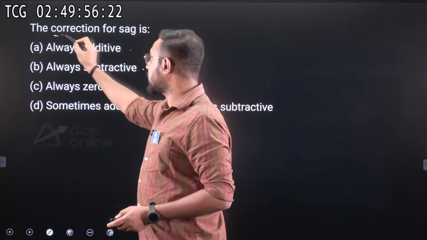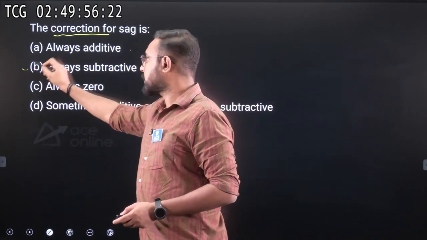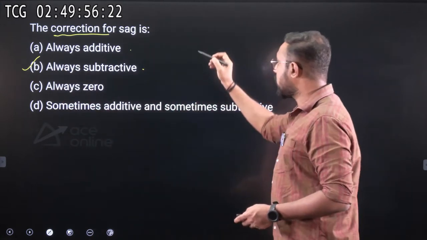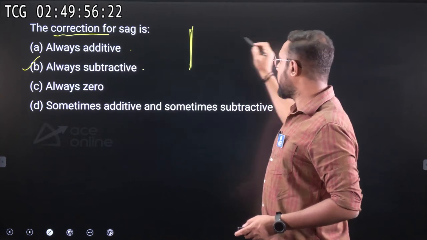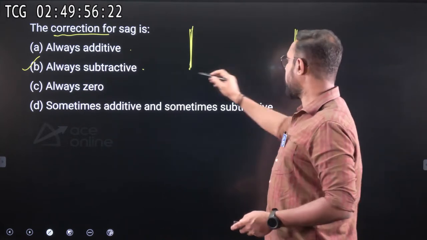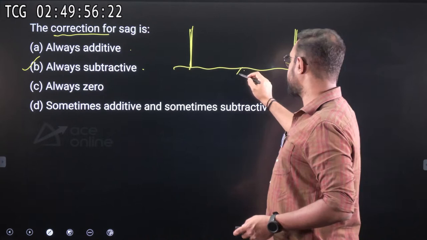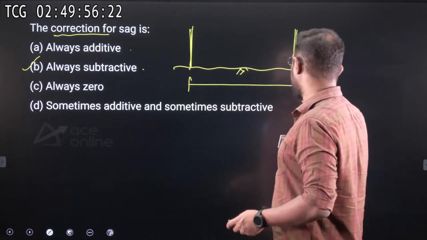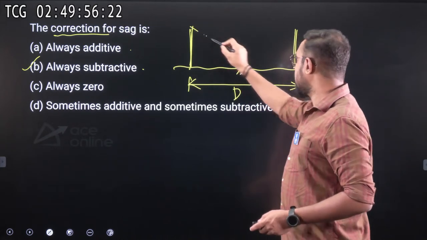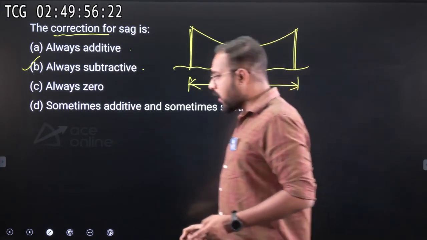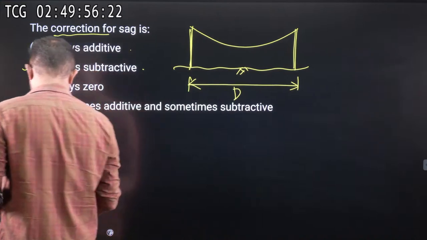The correction for sag is always additive, always subtractive, always zero, sometimes additive, sometimes negative. The answer is: correction is always subtractive. Why? Because when I keep one wooden peg here and one wooden peg here, so that I can measure the distance, say capital D, whenever I hang the chain between these two points, what happens? The chain will take a shape like this. We call that shape a catenary shape.